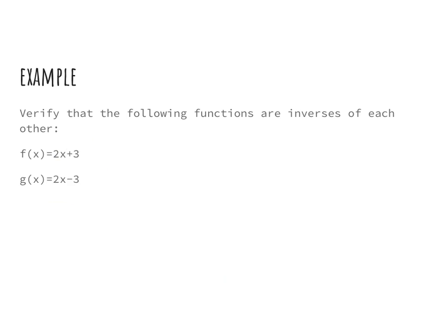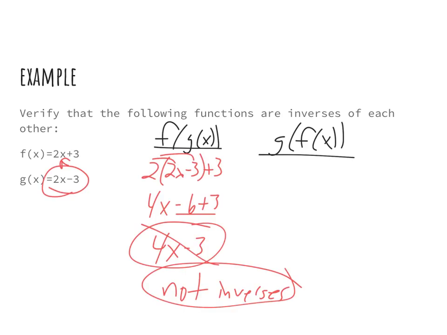Go ahead and pause the video, do this last one on your own, and then hit play and see how you did. So if we do f of g of x, I should have 2 times 2x minus 3 plus 3. Distribute the 2, I should get 4x minus 6 plus 3. Combining my like terms, I should get 4x minus 3. That is not equal to just x, so therefore I can already say without doing g of f of x that these are not inverses of each other.